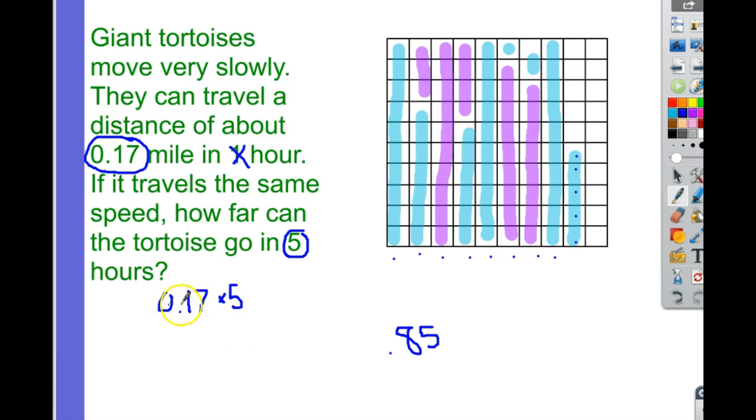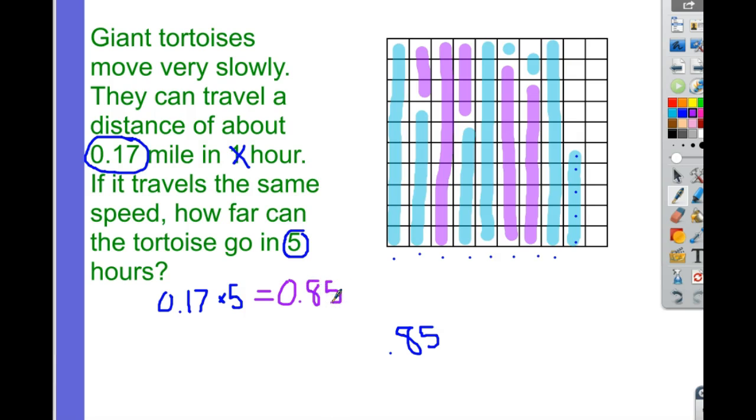So if I'm trying to find the answer of how far can the tortoise go in 5 hours, I just found my 5 groups of 17 hundredths, and my answer would be 85 hundredths. So he's almost to a mile in 5 hours, but not quite. So hopefully he can get to his mile. So my answer would be 85 hundredths.